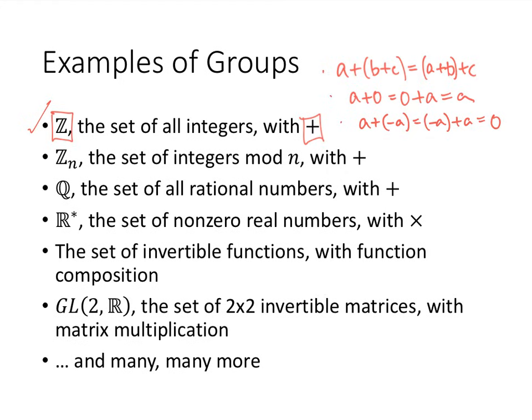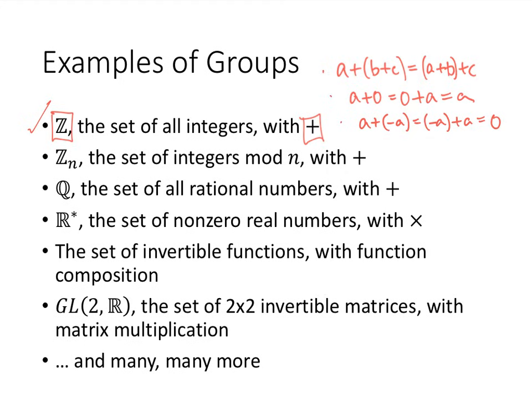The set Q, the set of rational numbers, that's fractions where the top and the bottom of the fraction are integers, and the bottom, of course, isn't 0. And I can add those rational numbers. That gives me a group as well. The set R star, the set of non-zero real numbers with multiplication, is also a group. And again, the identity in this case, since the operation is multiplication, would be the number 1.